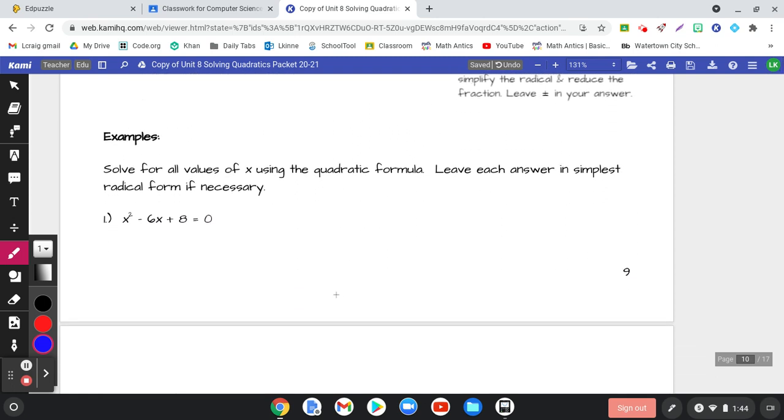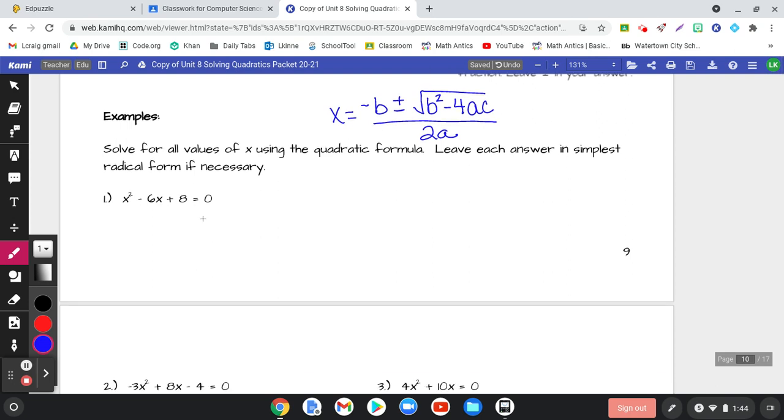So I'm going to write the formula down here so I have it in front of me. X equals negative b plus or minus the square root of b squared minus 4 times a times c, and then the whole thing is divided by 2 times a. All right, so let's first check. Is it set equal to 0? Yes, so we're good to start.